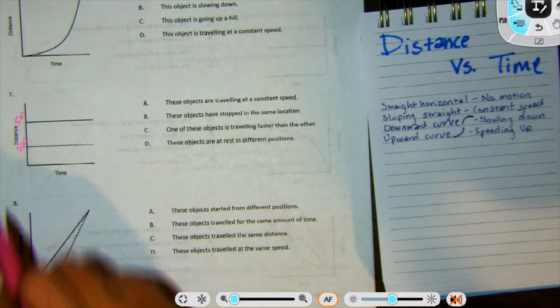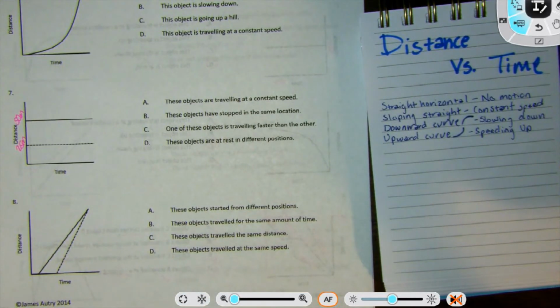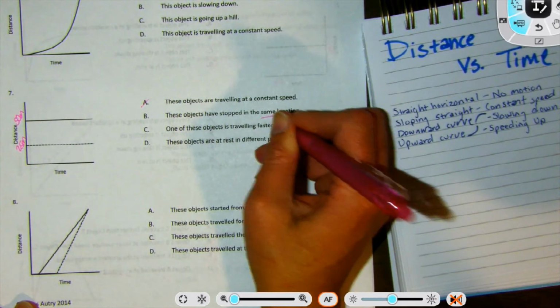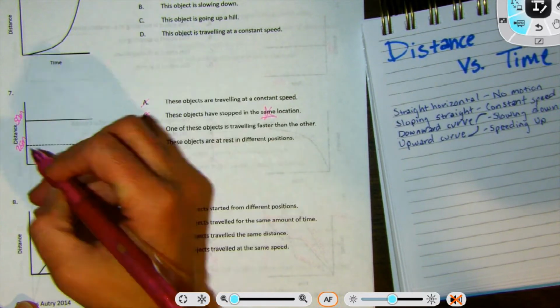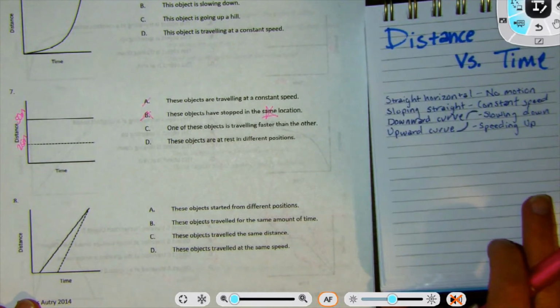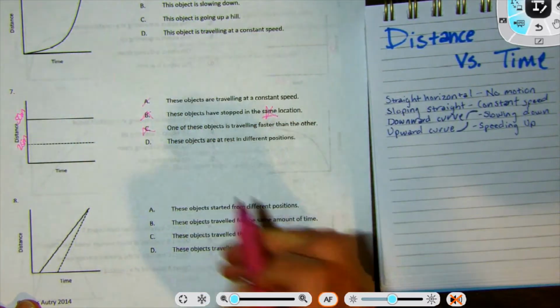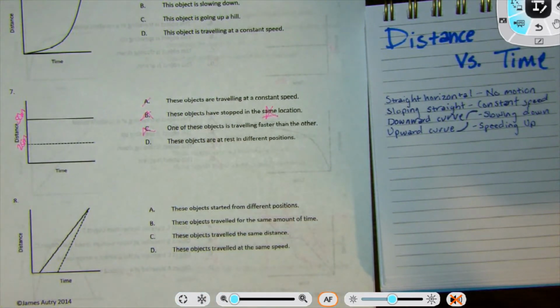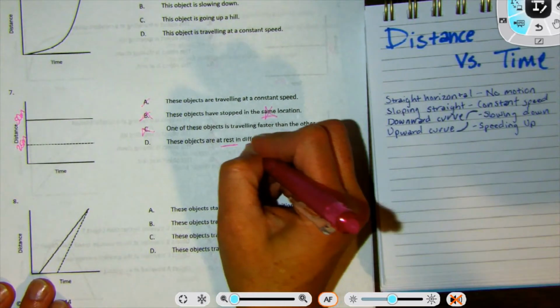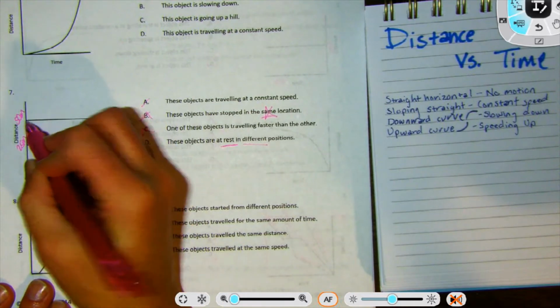So these objects are traveling at a constant speed? No, they're not even moving. These objects have stopped in the same location? Really? No, because this one's at 25 meters and that one's at 50 meters. C, one of these objects is traveling faster than the other. Are they moving? Do they have a speed? No, they do not. Not true. These objects are at rest in different positions. Okay, we know that they're at rest. They're not in motion. That checks out. Are they in different positions? Yeah, this one's at 25 meters and that one's at 50. Boom. That's our answer.